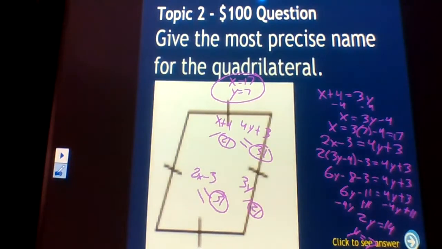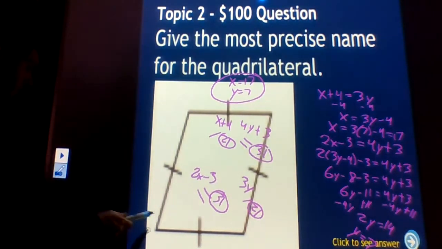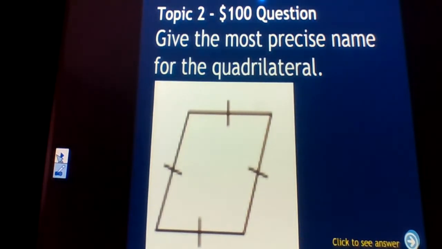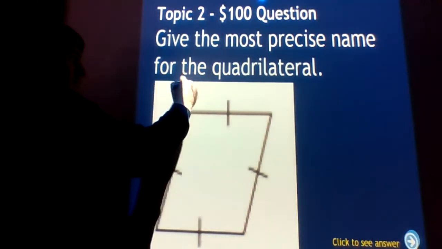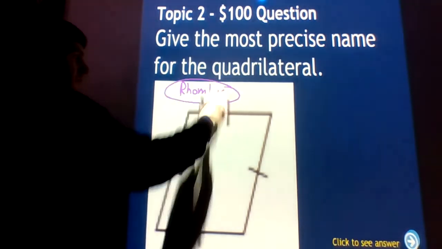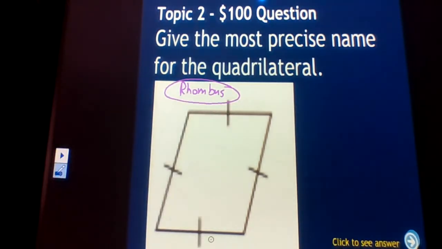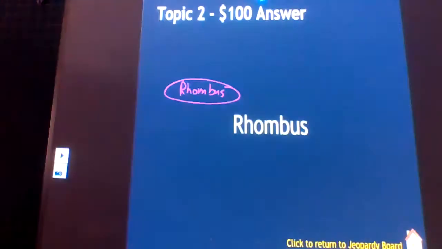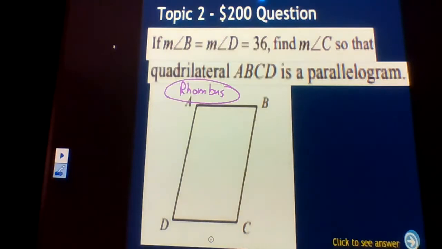Okay, give the most precise name for the quadrilateral. It's got 4 congruent sides, so this is a rhombus. Which means it's a parallelogram, but the rhombus is the most precise name for our quadrilateral here.